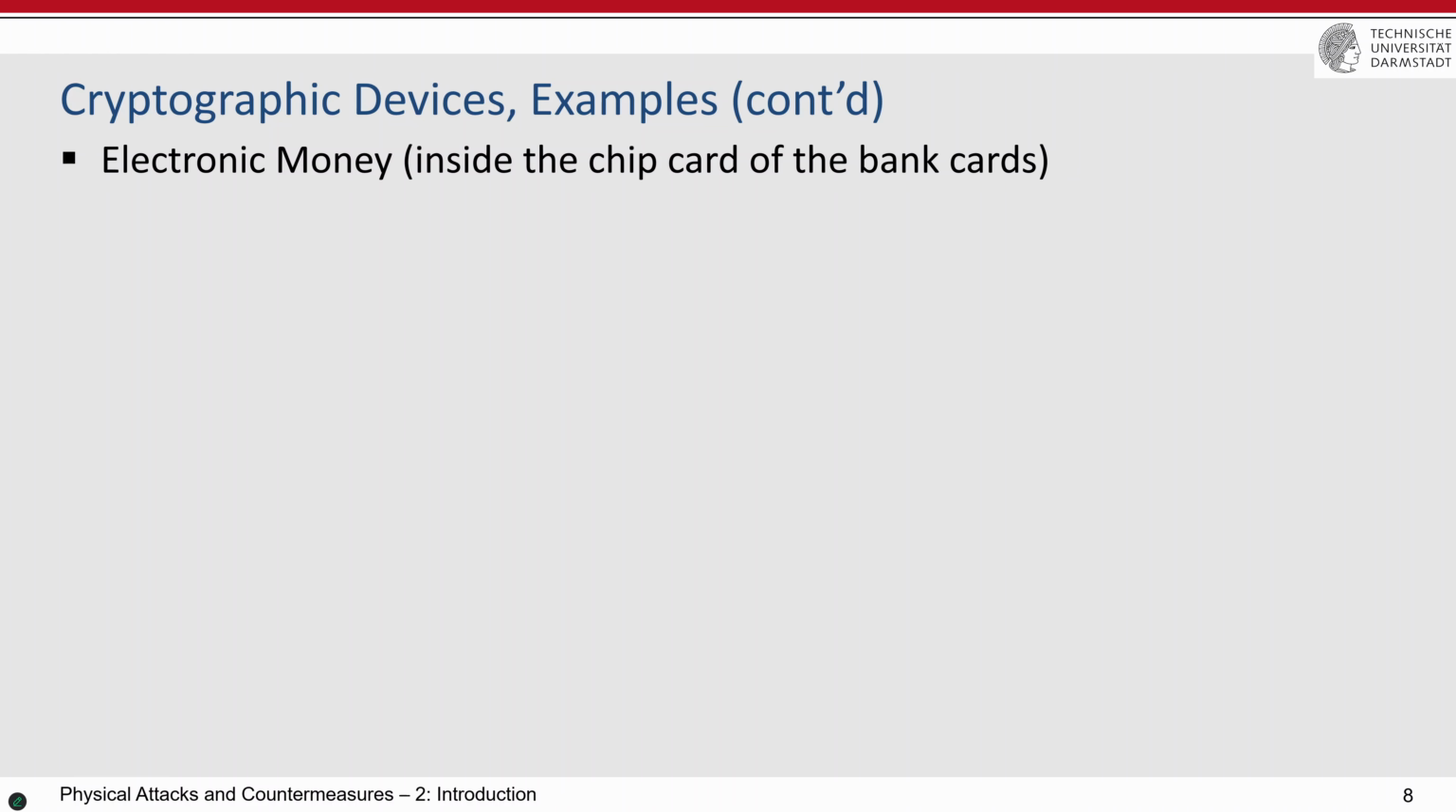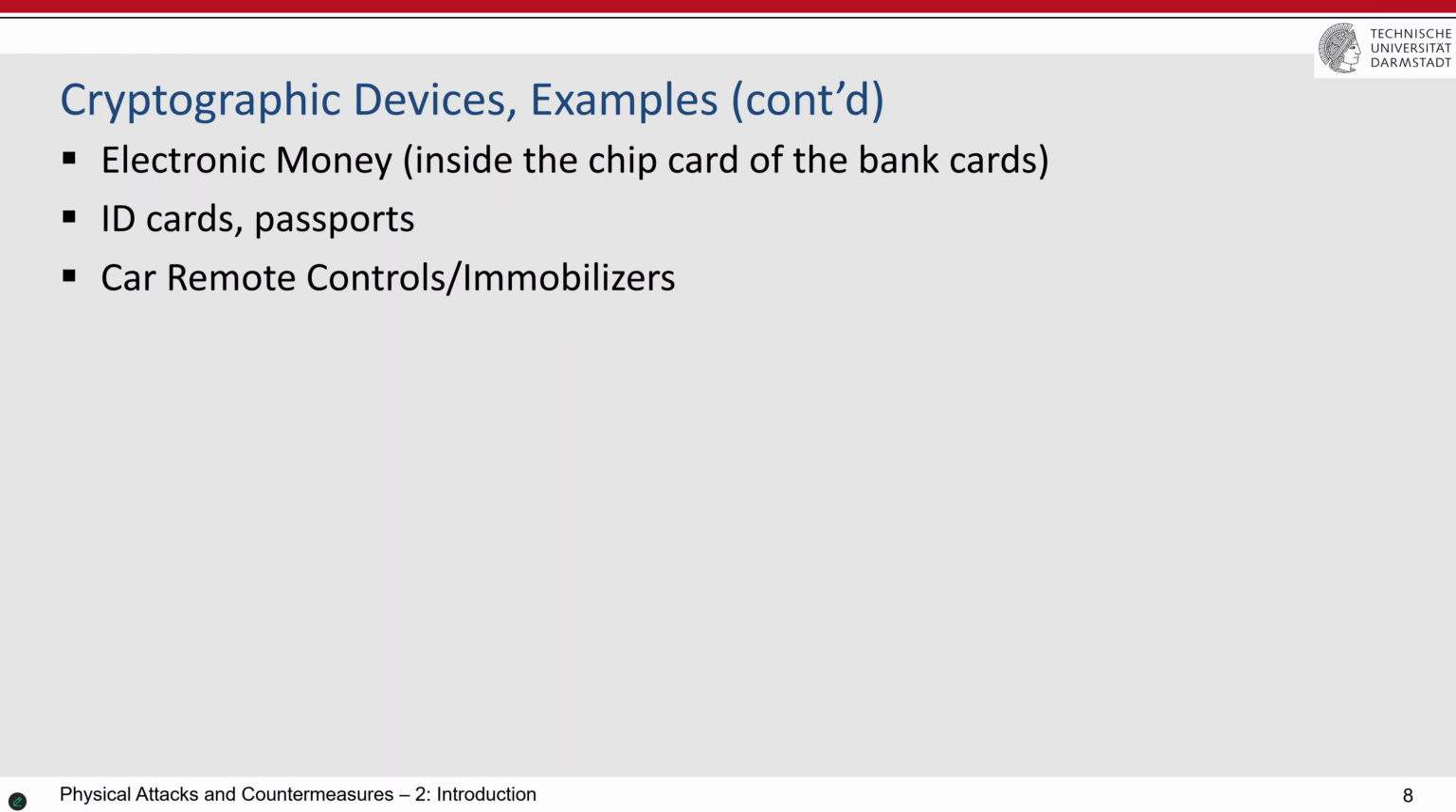There are many examples of this, like electronic money, the EC card, ID cards, passports. All of your passports and ID cards, the Ausweis that you have, all of them also have cryptographic primitives, and they should also provide security against this kind of attacks. I explained car remote controls and immobilizers.